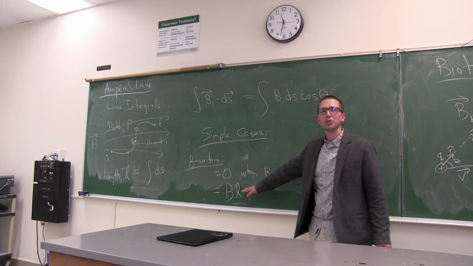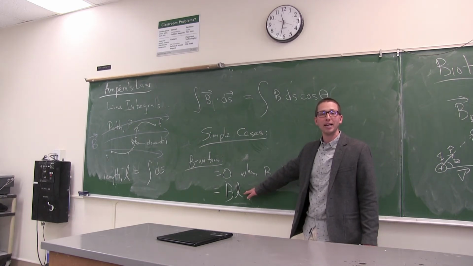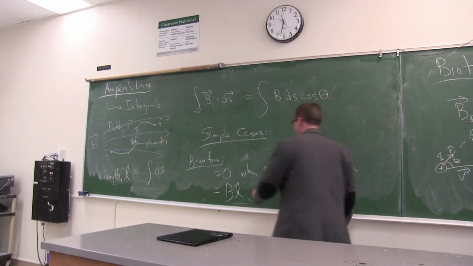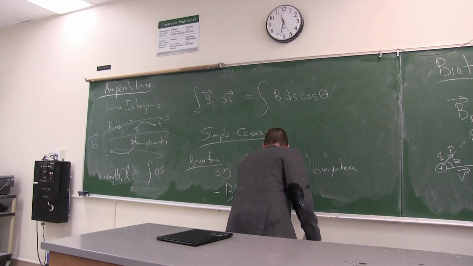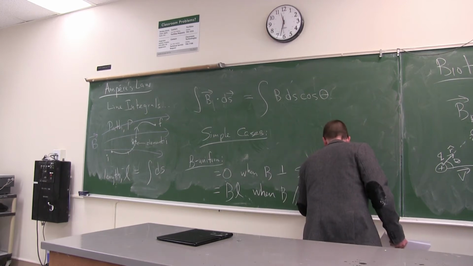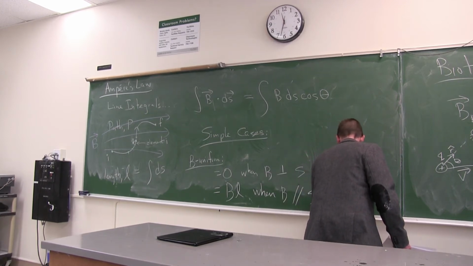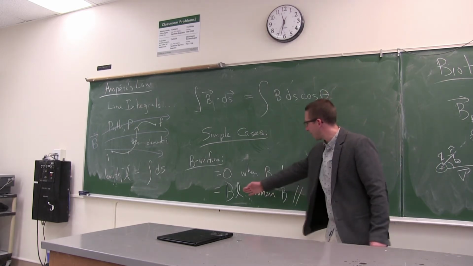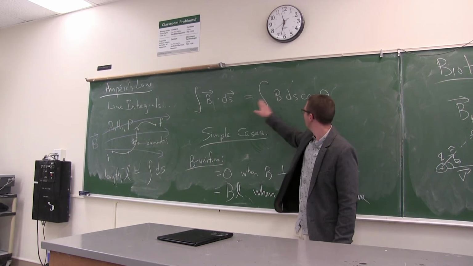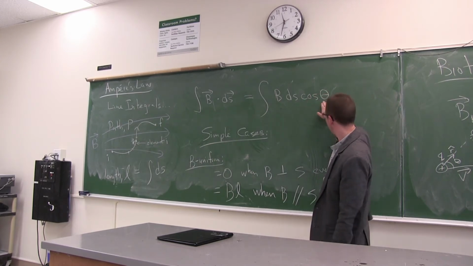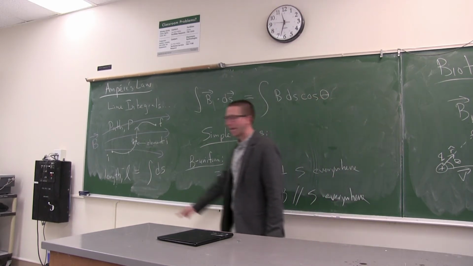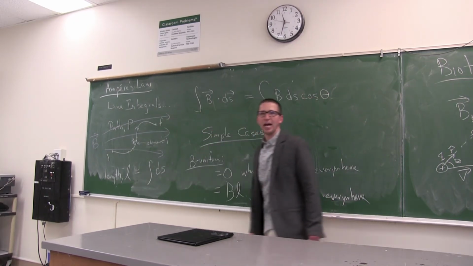And in fact, this is what most of our line integrals wind up looking like when we apply Ampere's law, just B times L. This is going to be when B is parallel to ds everywhere. If B is parallel to the path everywhere and it's uniform, I just take it outside of the integral. Cosine of 0 is 1. I'm just integrating over ds.